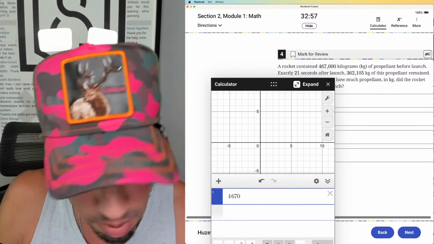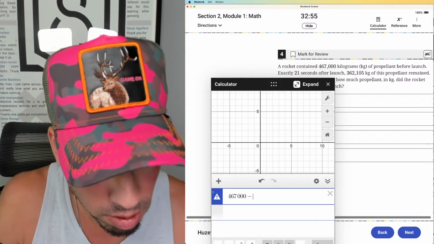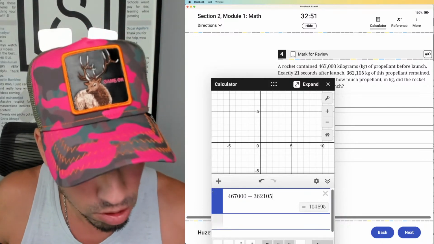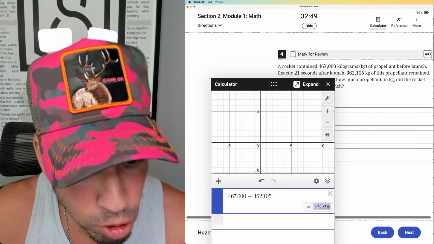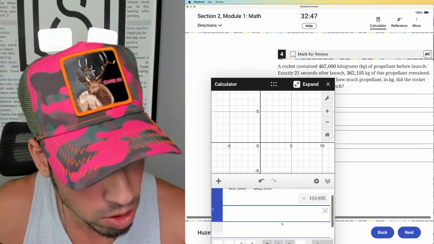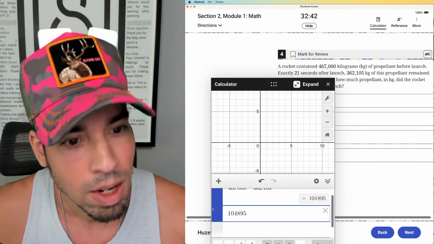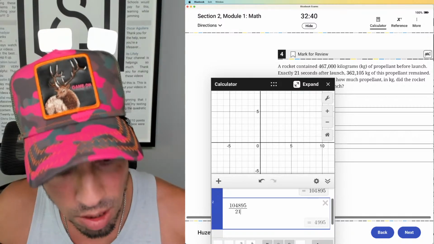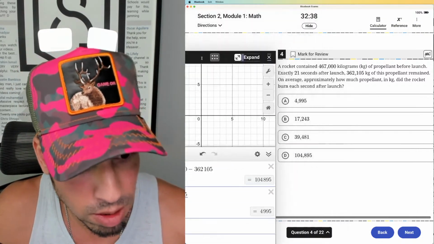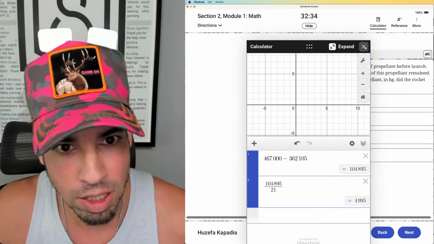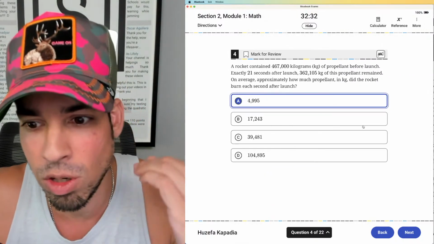So I know that we have this much, and then we eventually have this much. So I'm going to take the difference of these two, and that's how much was burned, right? We burned this amount, so I'm going to paste it in here, or, well, I can't paste it, 104,895, and then that's after 21 seconds, so then I divide it by 21. Anyways, that's how I would get this answer. So that's how much it would burn each second after launch. I can't totally classify that as you don't have to know anything.